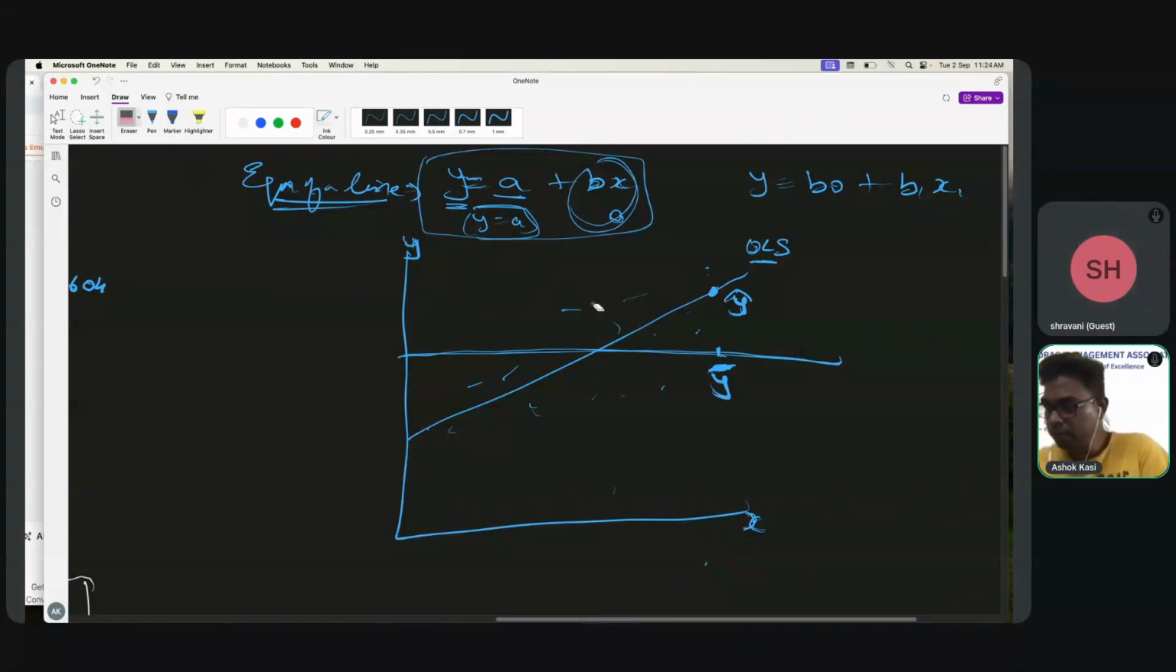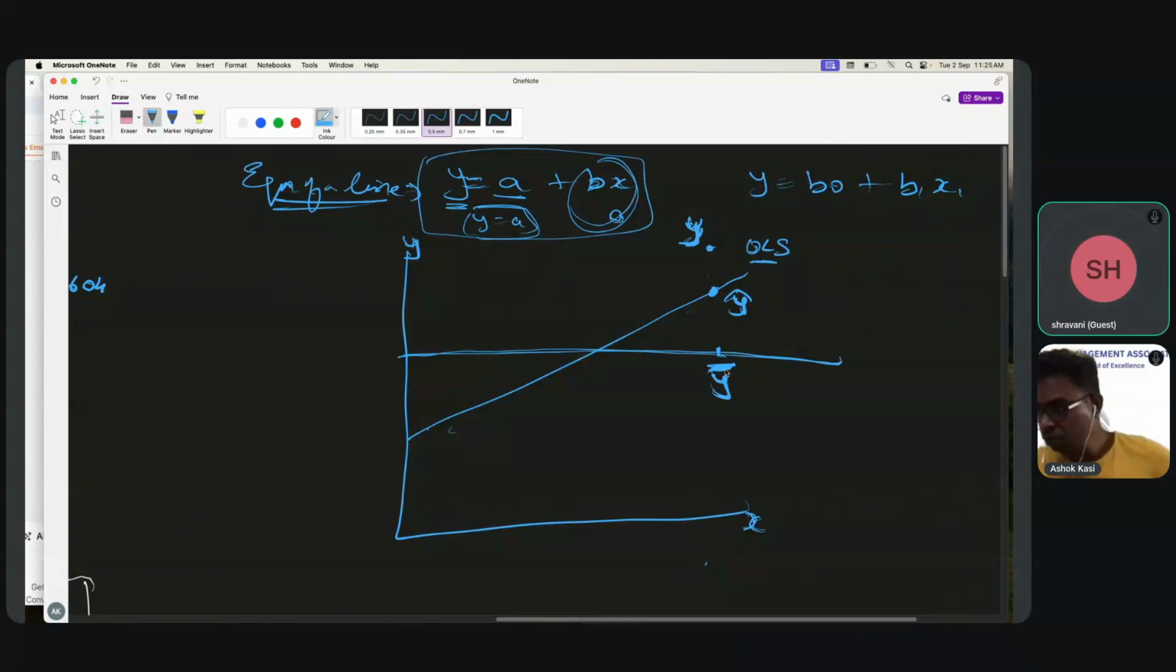But practically, will it be exactly that? No, there will be some differences. Practically there will be some error. Imagine this is the actual y. So y bar is the normal average sales or average returns. Y hat is the predicted return or predicted sales. Actual y is the observed y, that means the actual sales happening, or the actual returns the company is giving.